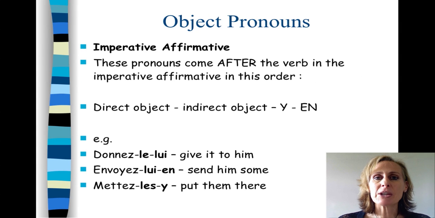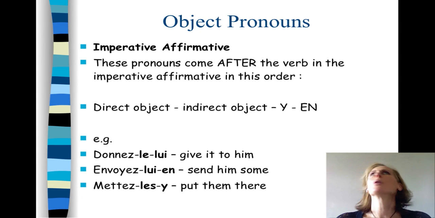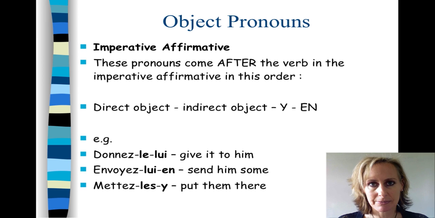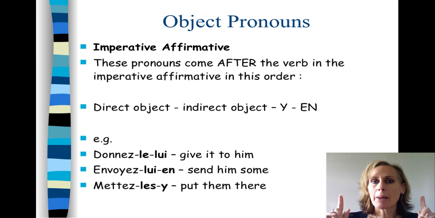Okay, so I mentioned before the imperative affirmative. What is that? The imperative is obviously when you give an order, a command: stand up, sit down, turn around. So it's when we've got an order, and the affirmative is the positive one. Do this, do that, not the negative, which is don't do this, don't do that. So in the imperative affirmative, the pronouns come after the verb. They don't come before, they come after. So it's an exception.